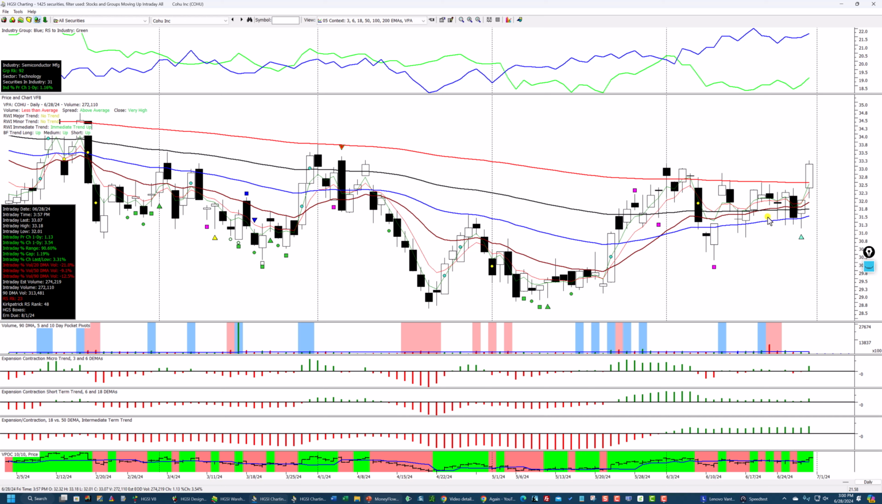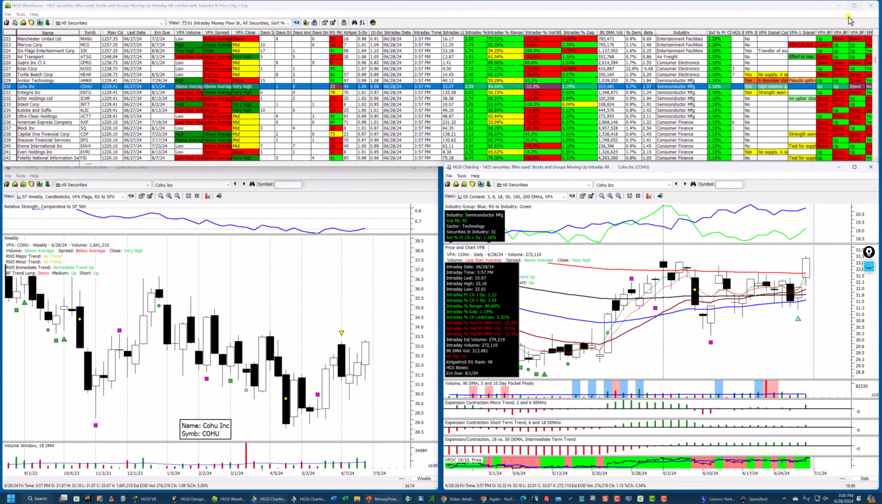I don't see any clean pivots. I see that it's trying to break past resistance, but the volume's really pathetic. I wouldn't spend any time looking at this stock. It certainly would not go into a watch list. Now looking at it over here on the weekly chart, you can see that there's the closing bell right there. This stock is just bouncing all over the place. There's no continuity to it. It's not a good looking chart.